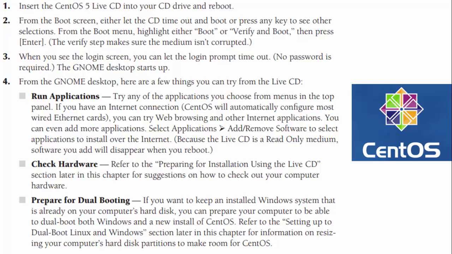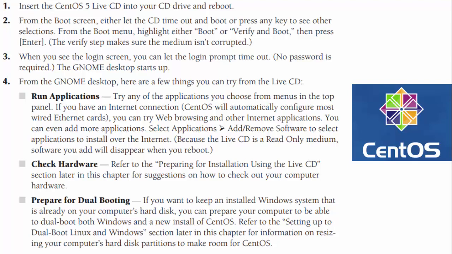From the GNOME desktop, here are a few things you can try from the live CD. Run applications: try any of the applications you choose from menus in the top panel. Try the internet: if you have an internet connection, SEN operating system will automatically configure most wired Ethernet cards. You can try web browsing and other internet applications. You can even add more applications. Select Applications, Add/Remove Software to select applications to install over the internet. Because the live CD is a read-only medium, software you add will disappear when you reboot.